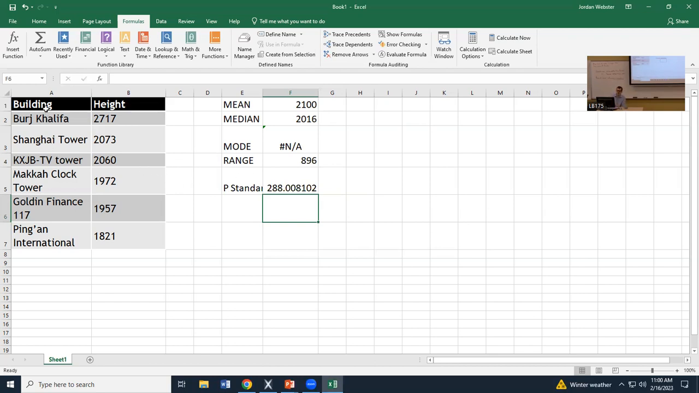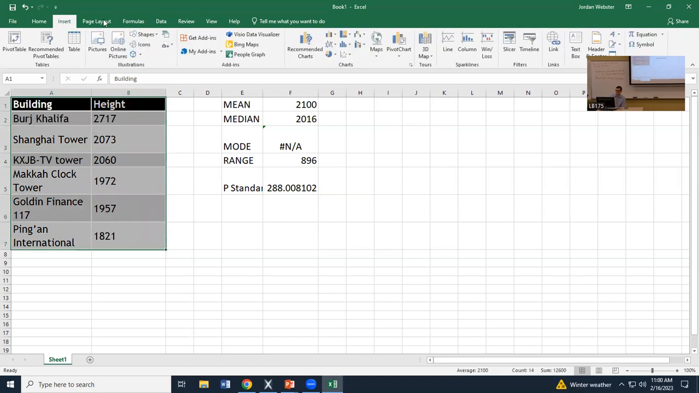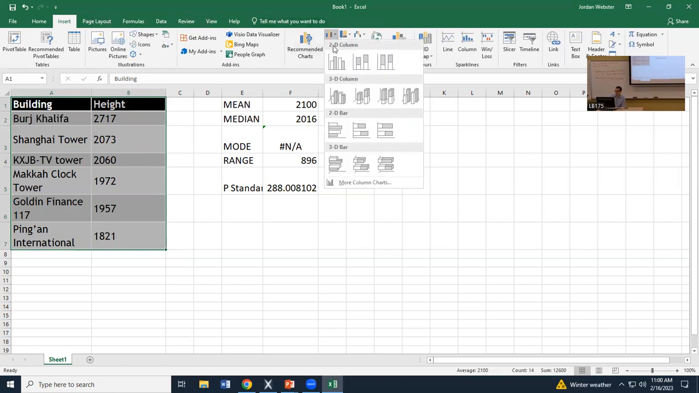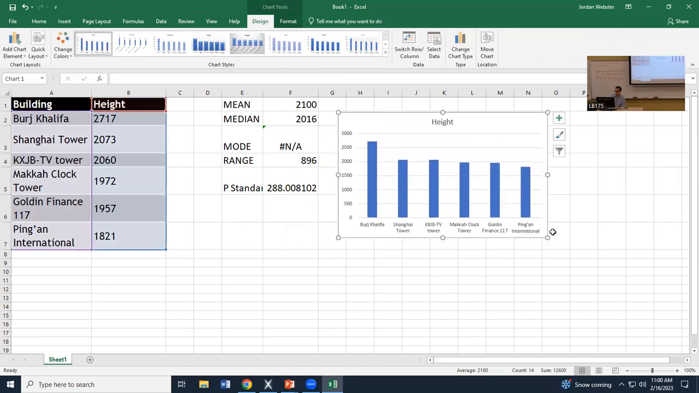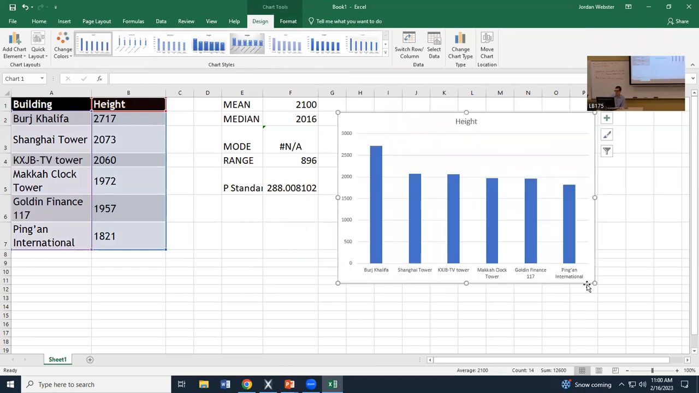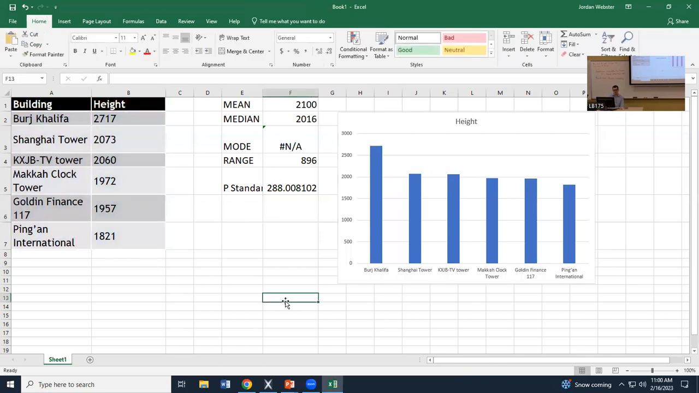Another thing that you could do is, if you'd like, insert some graph. There's a bar graph of the different heights of those towers, right? Notice that in this case, my bar graph started at 0 on the y-axis. And that's what I wanted to do so as not to be misleading. Is that right?